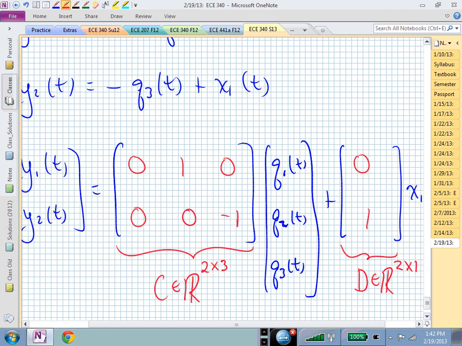Is that okay? Here's my C matrix. Here's my D matrix. Now we have an A, a B, a C, and a D. We can put this in MATLAB and go to town. You can give your boss as much as you want now. We just have to specify the initial condition and x sub 1 of t.